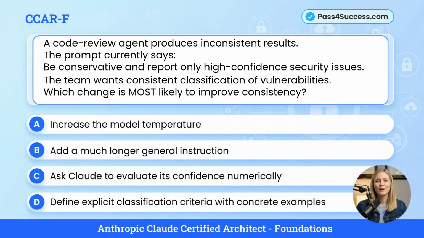Question 4. A code review agent produces inconsistent results. The prompt currently says, "Be conservative and report only high-confidence security issues." The team wants consistent classification of vulnerabilities. Which change is most likely to improve consistency?